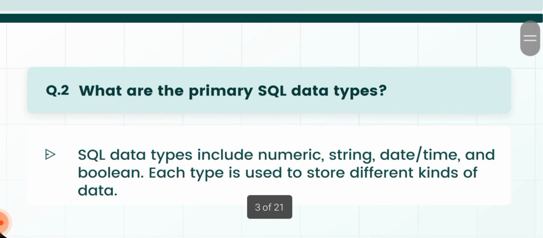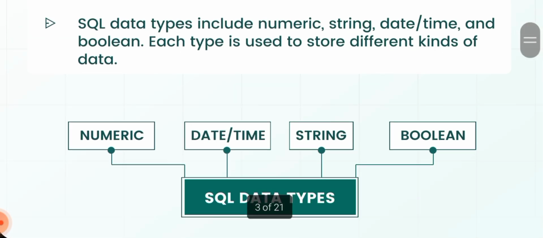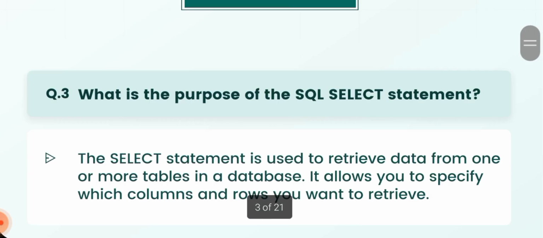Second question: what are the primary SQL data types? SQL data types include numeric, string, date and time, and boolean. Each type is used to store different kinds of data, like numeric, date and time, string, and boolean.